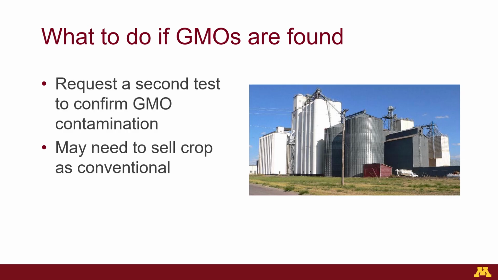If your crop is found to have GMO contamination, there are several steps you can take. First, request a second test to confirm that contamination has actually occurred. If it has, you may need to sell your crop as conventional, not organic or non-GMO. If your crop is food grade, consider the organic feed grade market, which may have less stringent requirements.